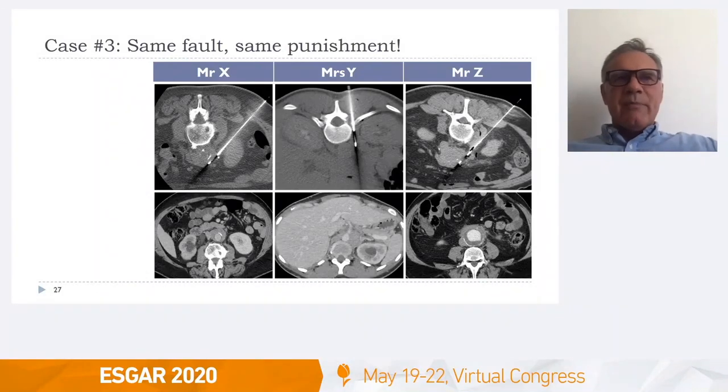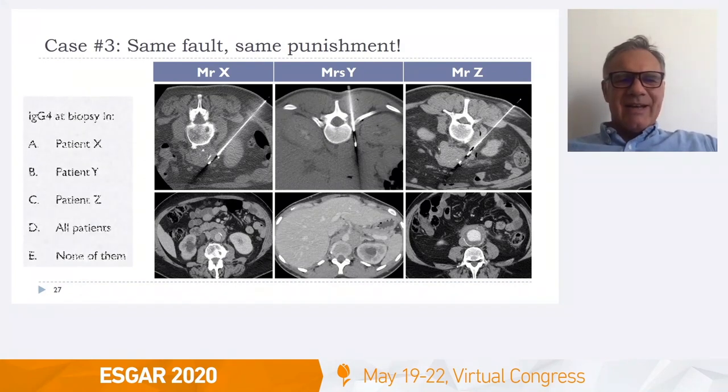So because we turn around the patient and we still don't have the diagnosis, then because they have all the same symptoms, almost the same findings, we propose the same punishment. So we propose them to be biopsied, with a posterior approach. And to your opinion, now it's a more tricky case.